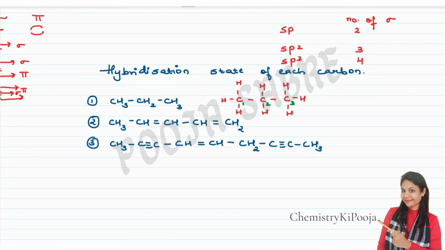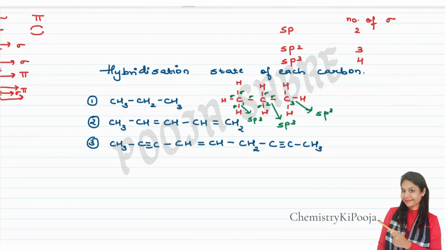Now, the first carbon, students, you can see there are total 1, 2, 3 and 4 sigma bonds. So the first carbon is sp3. The second one is also 4 sigma bonds, so the second one is also sp3. Then again the third carbon, it is again sp3.